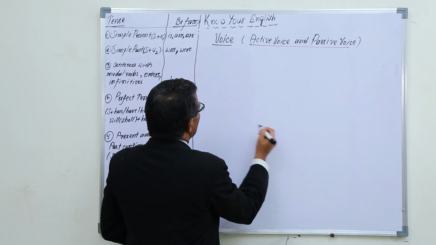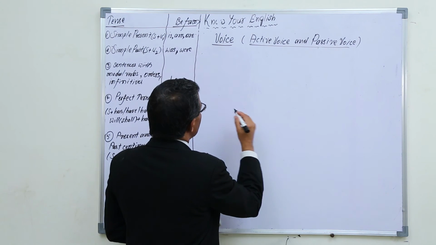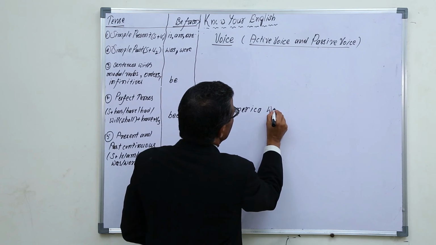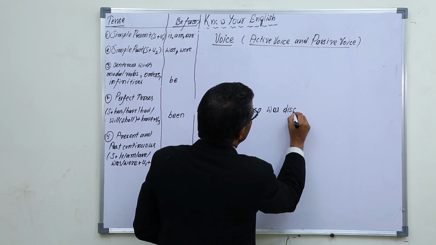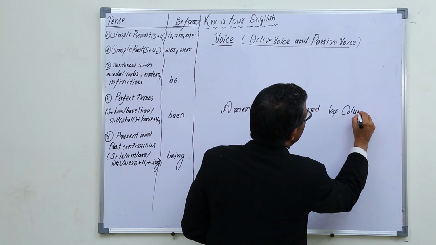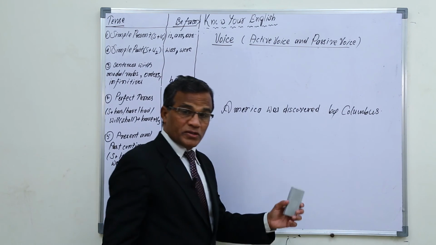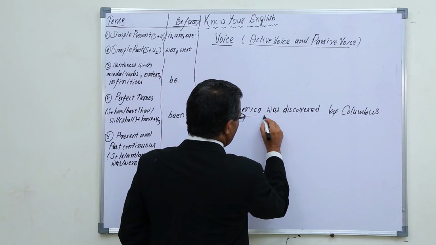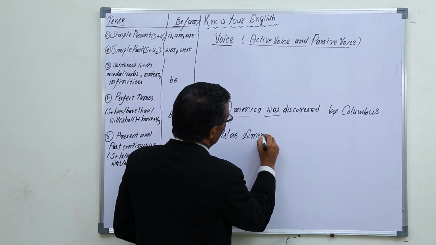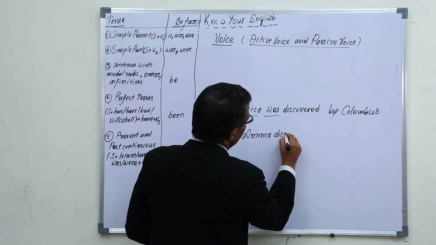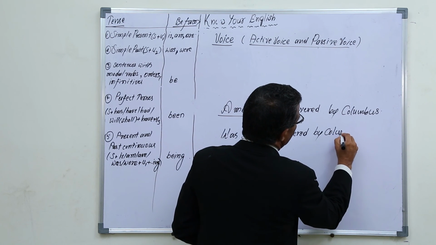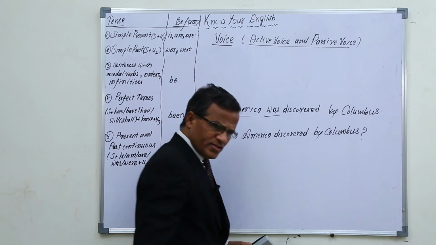For example, now we have seen the passive voice of Columbus discovered America is America was discovered by Columbus. This is passive voice. But questions are also possible in passive voice. In what way? Look at this one. America was discovered by Columbus. What's the question for this? A yes or no type question: Was America discovered by Columbus?